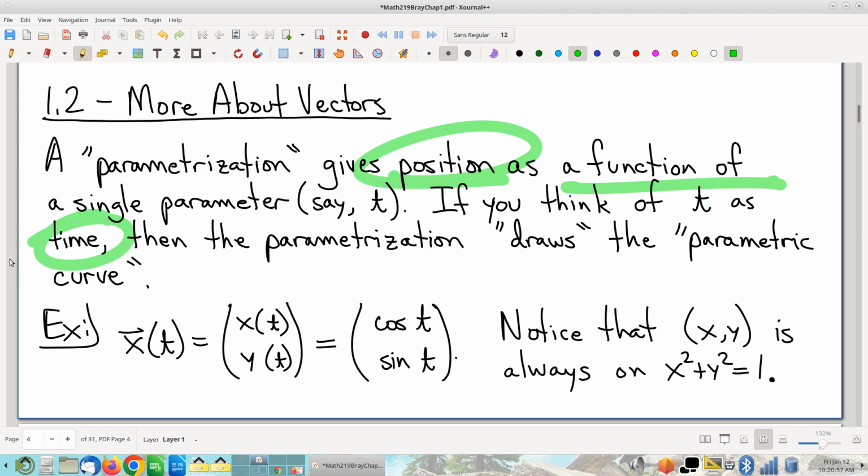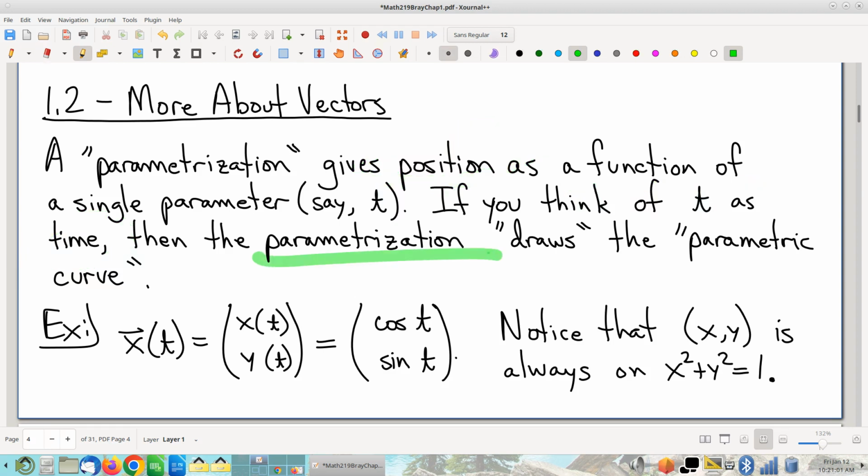Because with this point of view, where you think of position as a function of time, a parameterization basically draws the curve. If you have x and y giving you where you are as a function of when, it literally traces out the curve. Okay, so here's an example. Let's look at this one right here.